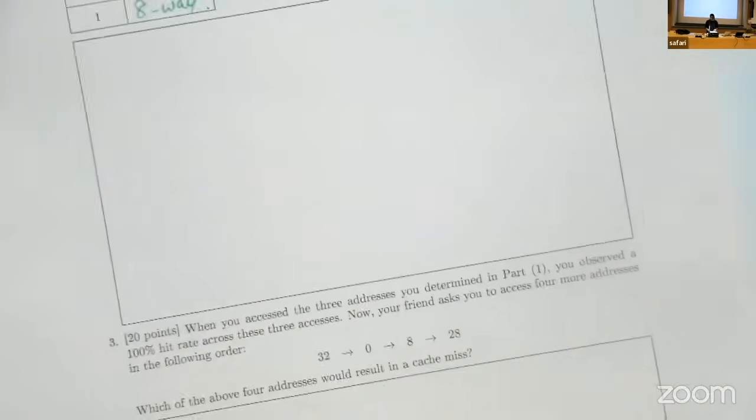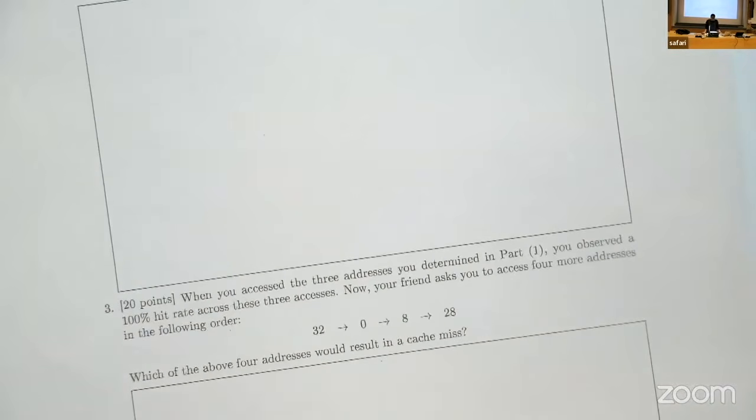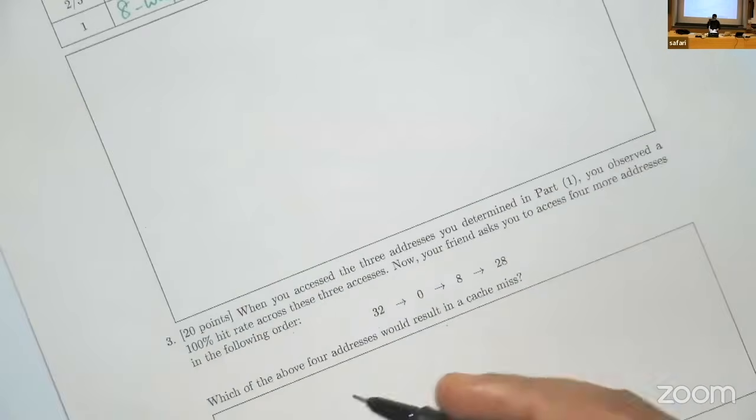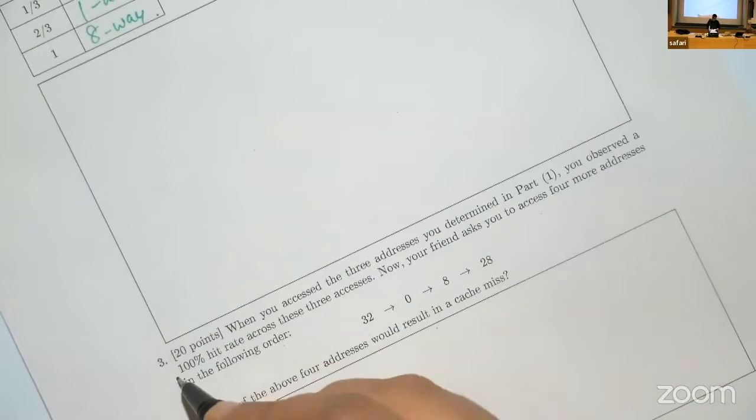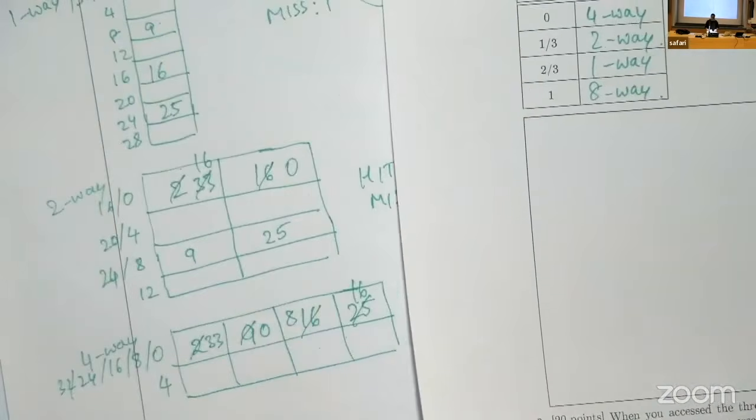Now, the third question is, when you access the 3 addresses you determined in part 1, you observed 100% hit rate across these 3 accesses. Now your friend asks you to access 4 more addresses in the following order. Which of these 4 addresses would result in a cache miss? So the key part of this question is that we are given this 100% hit rate information, and we only get 100% hit rate in the 8-way solution.